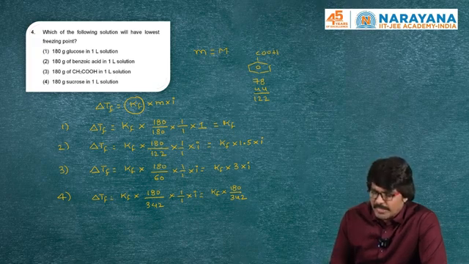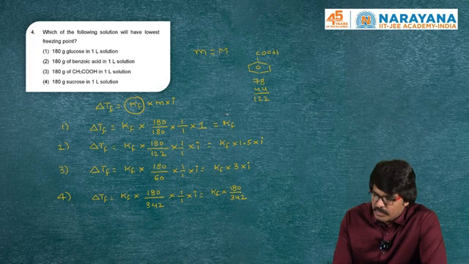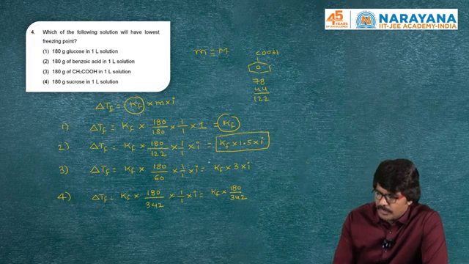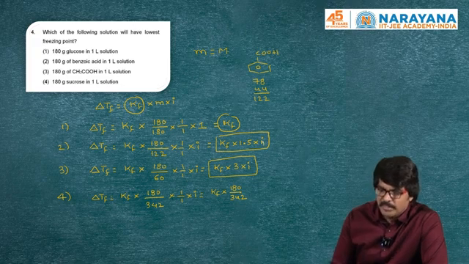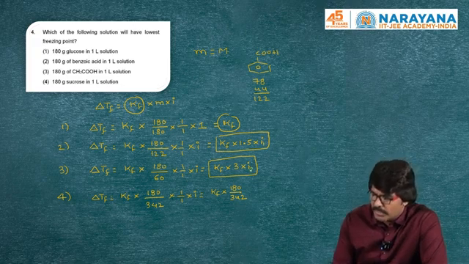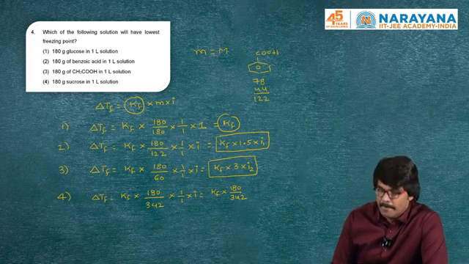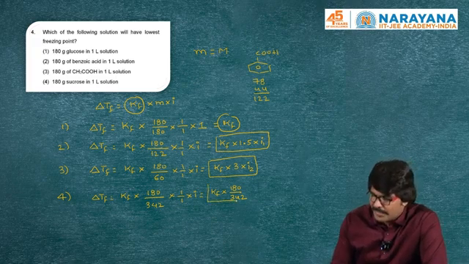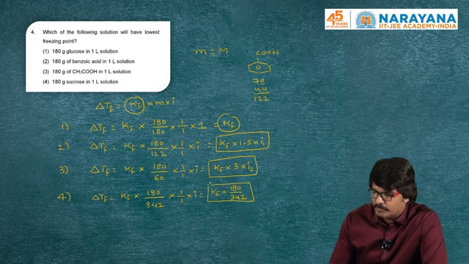So in case of delta T, first option delta Tf is equal to Kf. It is 1.5 into i into Kf. It is 1.5 into 3 into i. But here this is the Van 't Hoff factor of benzoic acid, this is the Van 't Hoff factor of acetic acid. And here this is definitely less than Kf. So we can eliminate these two options because the depression in freezing point is less.